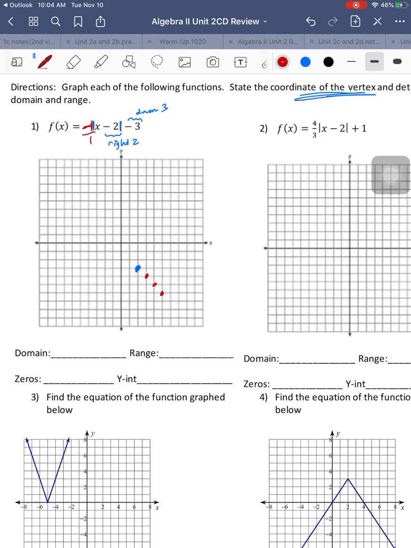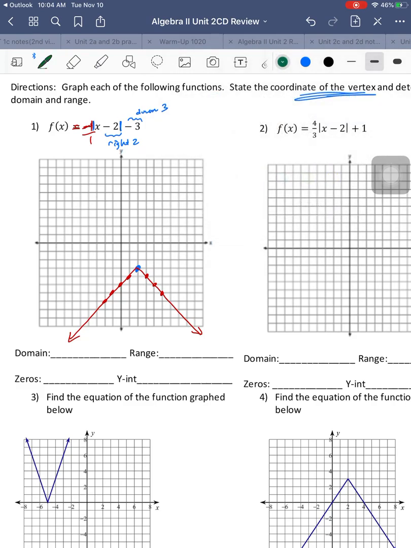That only forms half of the V. The other half is down 1 and left 1, so you can go either way. So down 1, left 1, keep that pattern going. And it's an equal to sign, so it's going to be a solid line. So there's our graph.